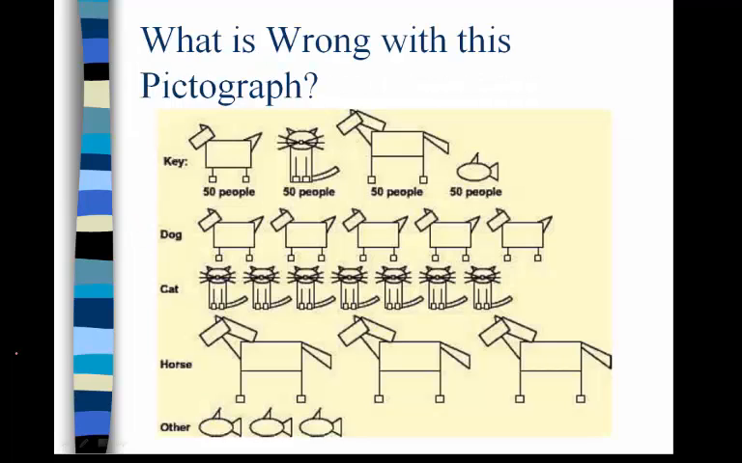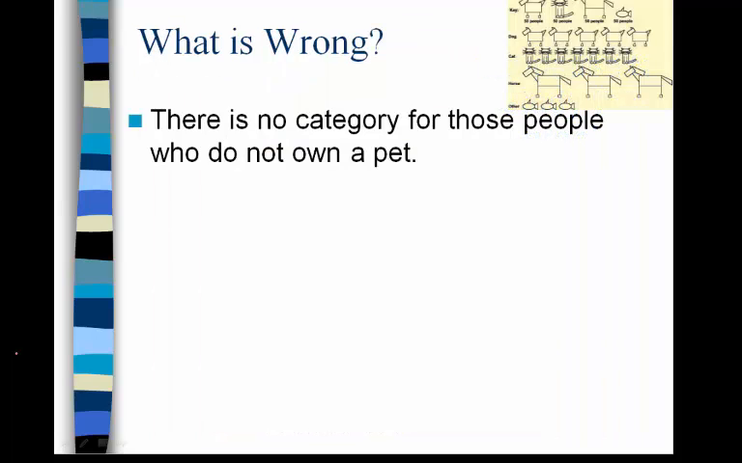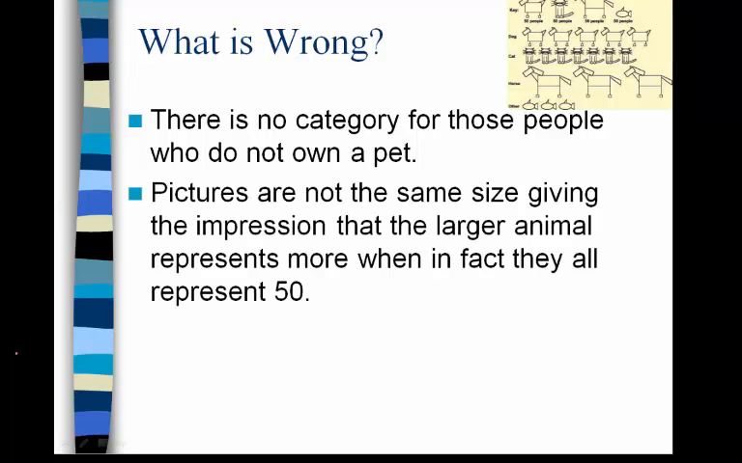Here's another pictograph. What might be wrong with it? We have a scale. The dog represents 50 people, the cat represents 50 people, the horse represents 50 people, and the fish represent 50 people who had fish as pets. First of all, there's no category for those people who do not own a pet. Then we notice that the pictures are not the same size, giving the impression that the larger animal represents more when in fact they all represent 50.